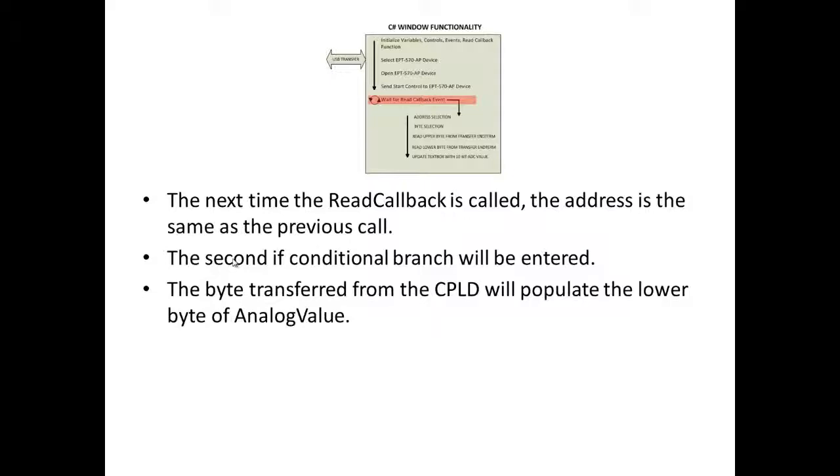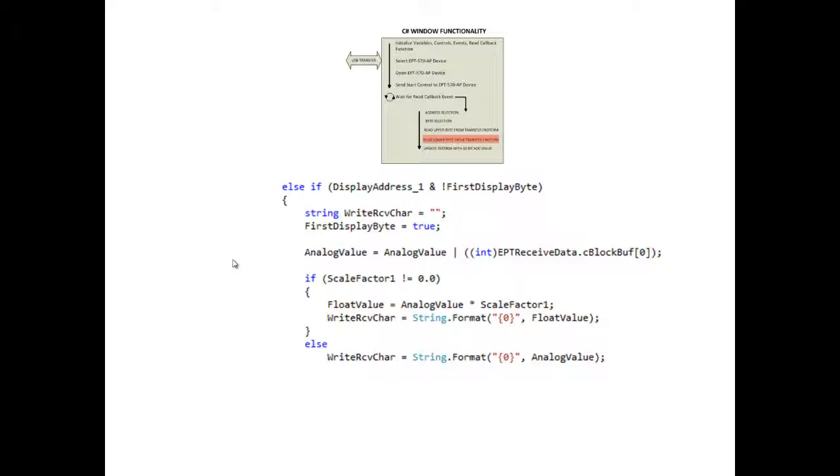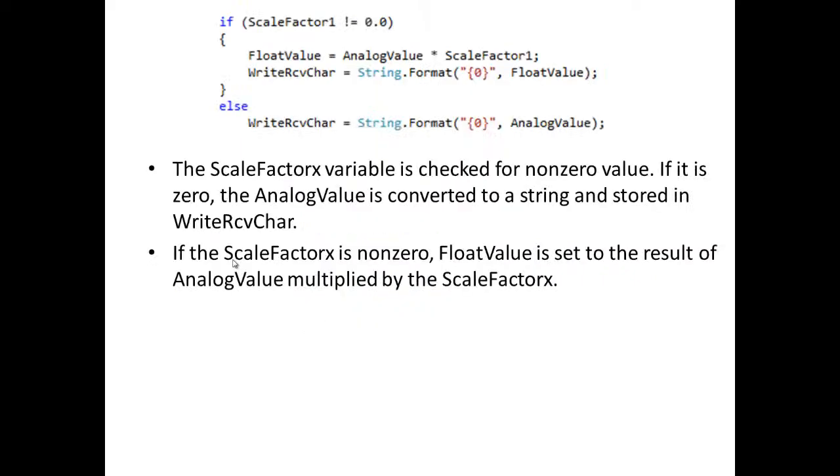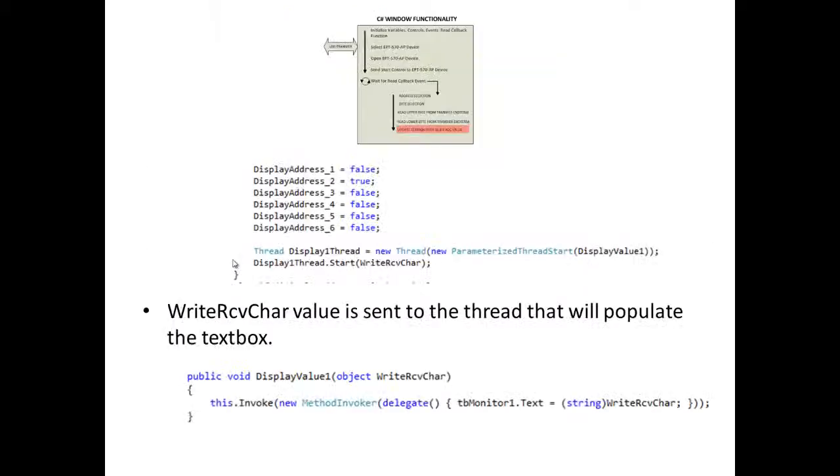The byte buffer EPT receive data clock C block buff 0 is added to analog value. This will store the lower byte from the CPLD to the lower 8 bits of analog value. The scale factor variable is checked for non-zero value. If it's 0, the analog value is converted to a string and stored in write receive char. If the scale factor is non-zero, the value is set to the result of analog value multiplied by the scale factor. So the result of the scale factor conditional branch is converted to a string, then stored in write receive char.